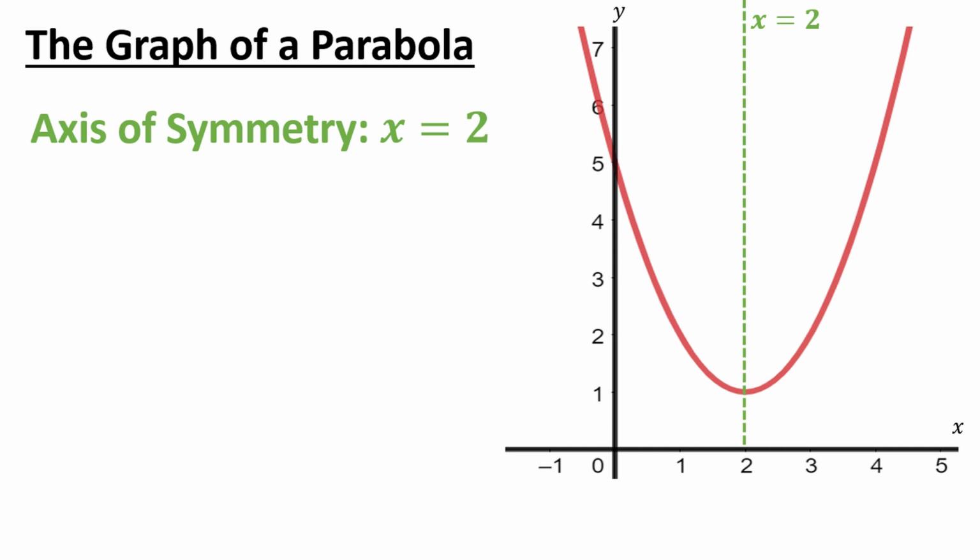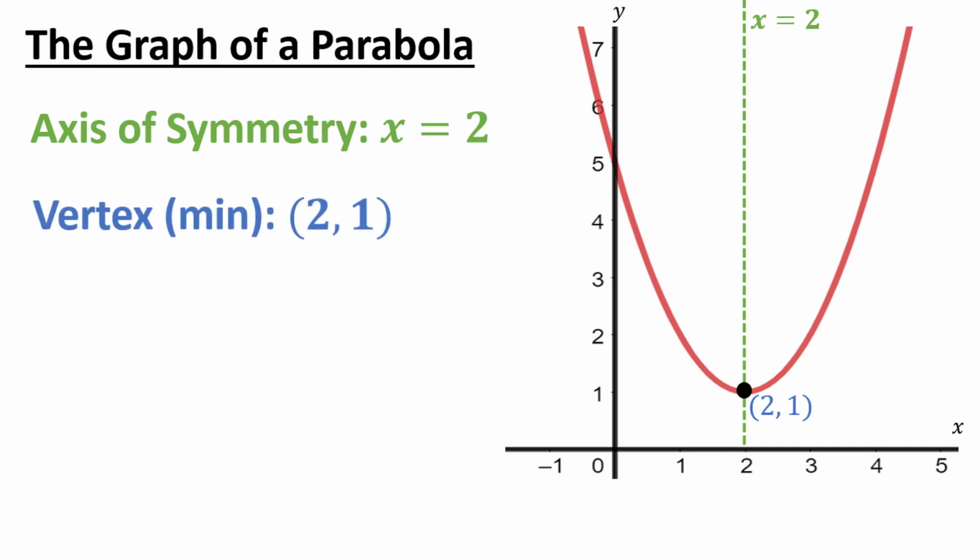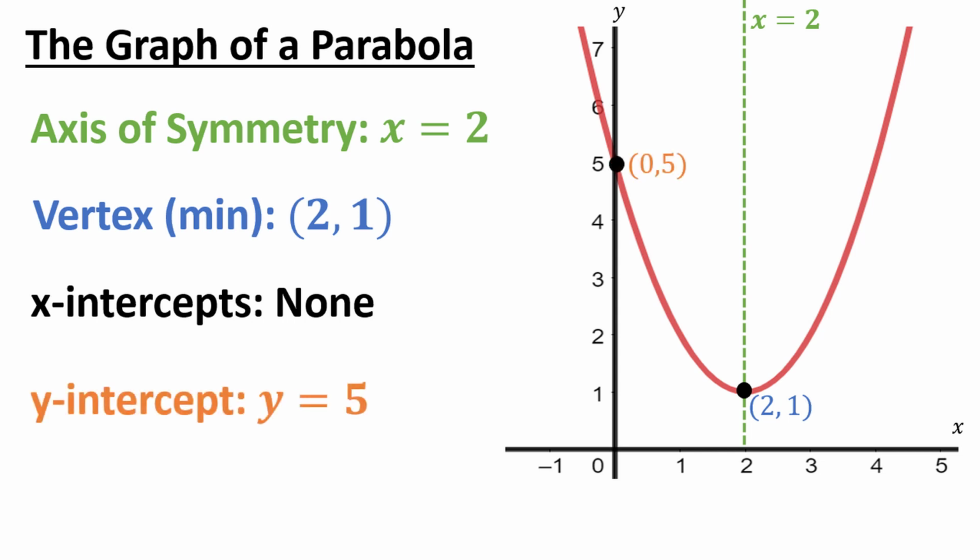The minimum value of the function, which falls on the axis of symmetry, is what we call the vertex. The vertex in this case is the point 2, 1. The vertex in an upward opening parabola like this one is the minimum point on the graph, and as we'll see momentarily, the vertex in a downward opening parabola is the maximum. This parabola has no x-intercepts, as it does not cross the x-axis. However, the parabola does cross the y-axis at y equals 5, so the y-intercept is y equals 5.